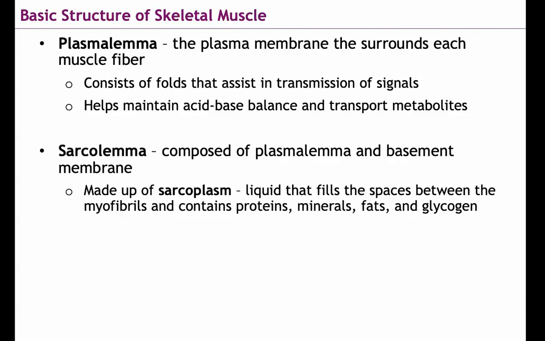Okay, so the sarcoplasm we have talked about, and it's like the cytoplasm. It's a gelatin fluid-like substance. So fluid that fills the space between the myofibrils, contains proteins, minerals, fats, glycogen.